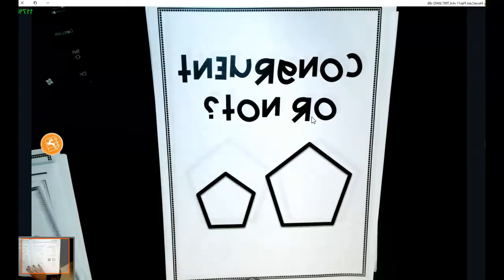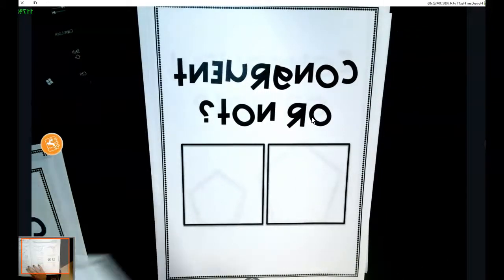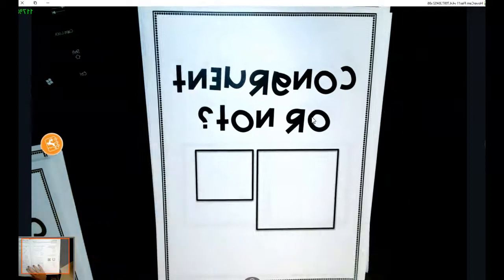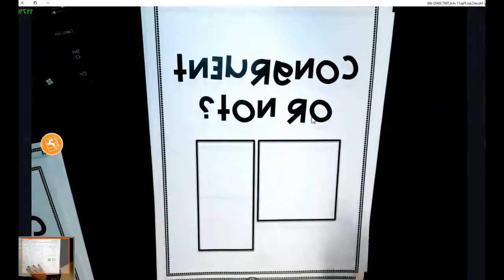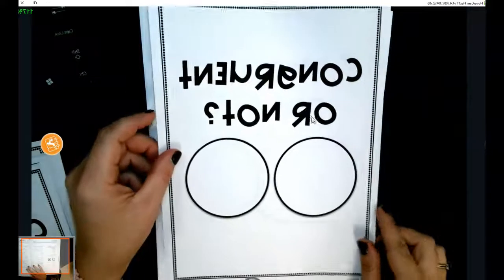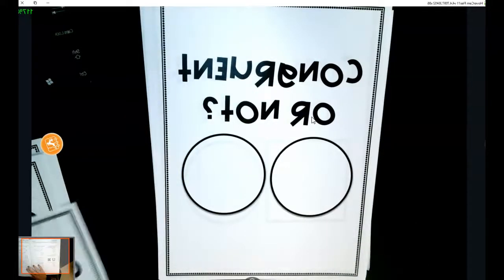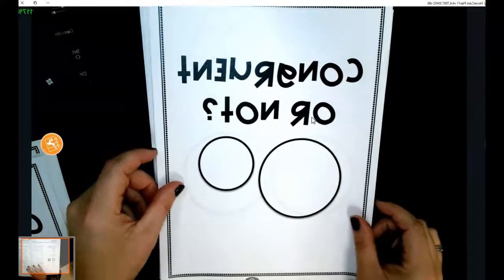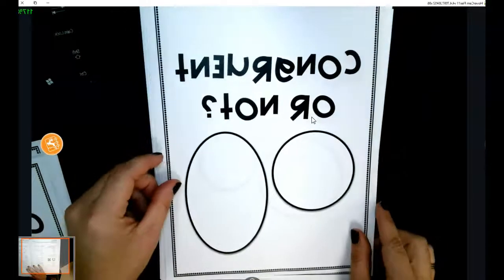Okay. Congruent or not? Yes. Congruent or not? No. No, they are two different sizes and two different shapes. Nope. That's why we're just going through it like this, because it's super easy. They are the same shape, same size, so yes, they're congruent. No, not the same size. They are the same shape. Nope.